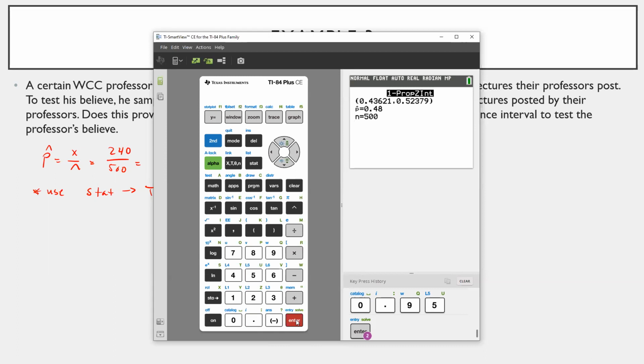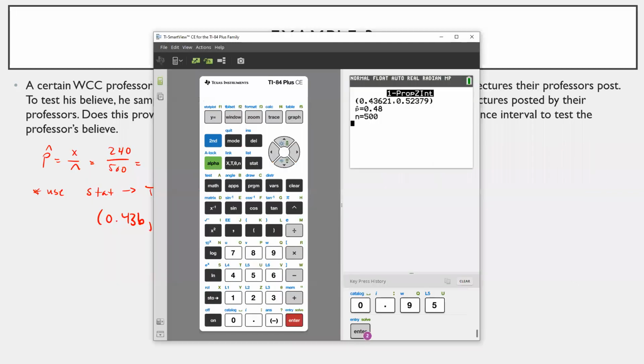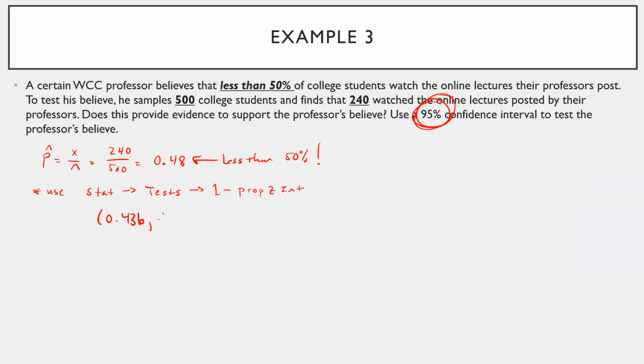How many people got this right here? Anybody else get what I got? I got Jamie did, yeah. Anybody else? Okay. All right, good. Bunch of people. So look, 0.436, this is what the confidence interval was. 0.436 up to 0.524 when I round it.